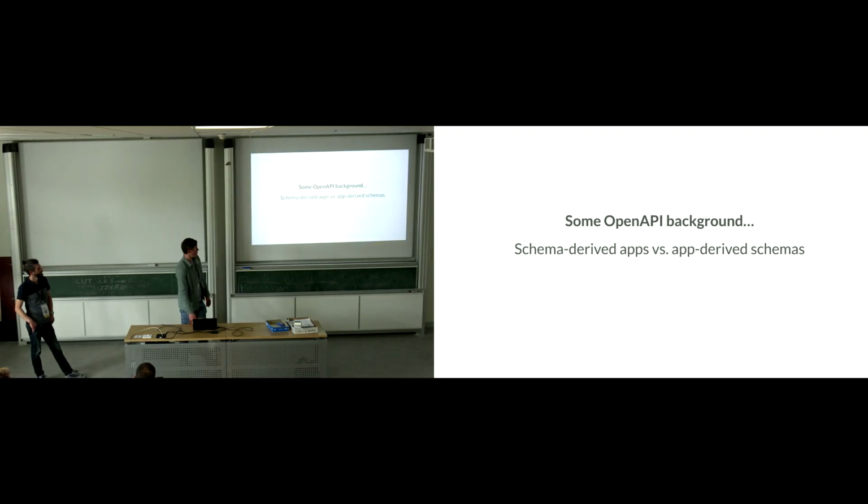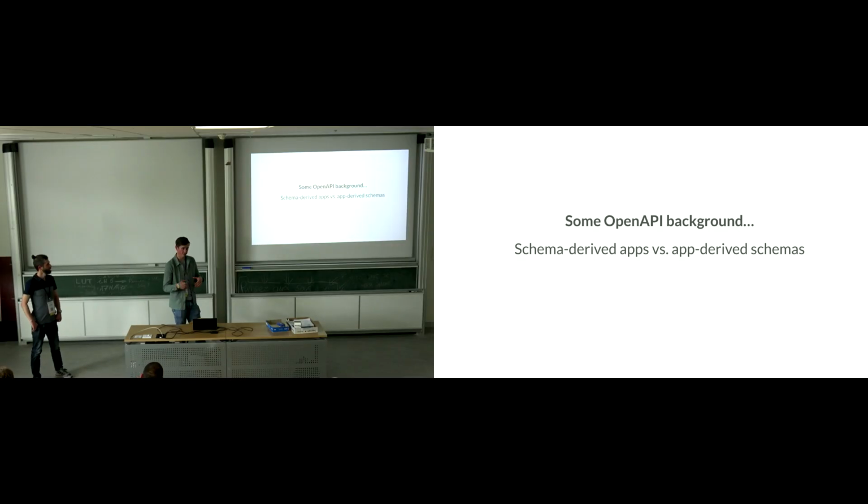So how do we actually go about doing this? Very high level overview. There's two ways of integrating OpenAPI into an application. You can either do applications that are derived from your schema, so you write your schema first and then you generate a server that conforms to that. Or you can do the opposite way around, where you define your application and then you layer your schema on top and you validate to make sure that the application is receiving and returning what the schema says.